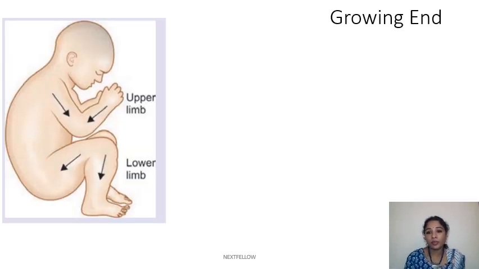Next, about the growing end, which is very important clinically. Here we can see the image, the direction of the growing end. Always the growing end is towards the elbow in the upper limb and away from the knee in the lower limb. This shows the direction of the nutrient artery. I said already the nutrient artery is always directed opposite to the growing end. So the growing end is opposite to the nutrient artery direction.